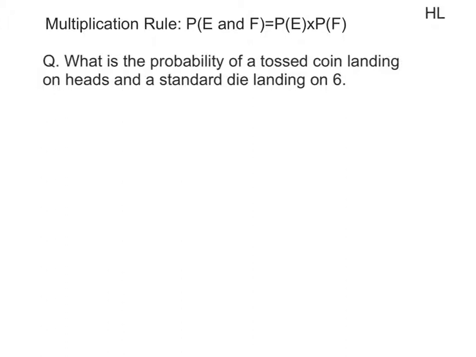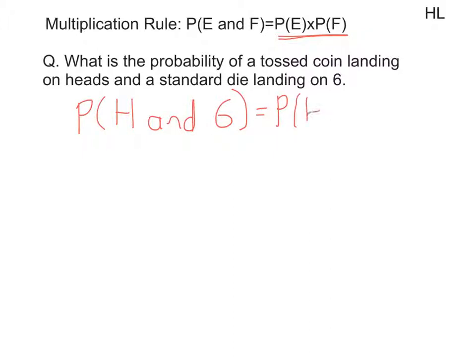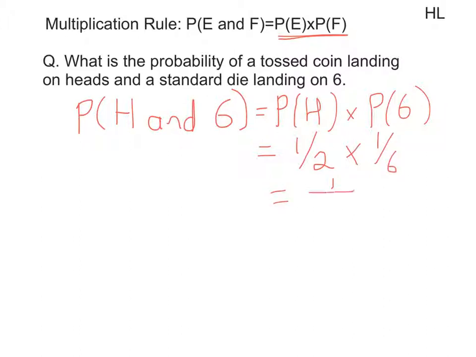Our first question asks, what is the probability of a tossed coin landing on heads and a standard die landing on 6? So we are looking for the probability a coin lands on heads and the probability that a die lands on 6. This is equal to, from our multiplication rule, the probability of a coin landing on heads multiplied by the probability a die will land on 6. The probability a coin will land on heads is a half. The probability a die will land on 6 is 1/6. So multiplying that out, we get 1 over 12. We have used the multiplication rule here because the events are independent.